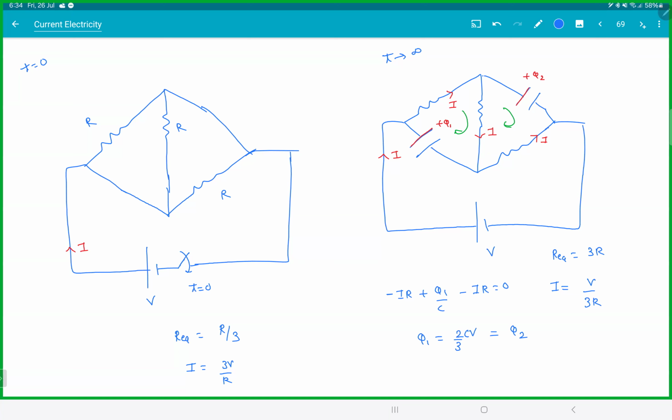I hope everyone is clear how to find the charge distributions. So in this one, I found the potential difference across the plates of the capacitor and then I use CV. Same thing. Clear this? Let's see one more.